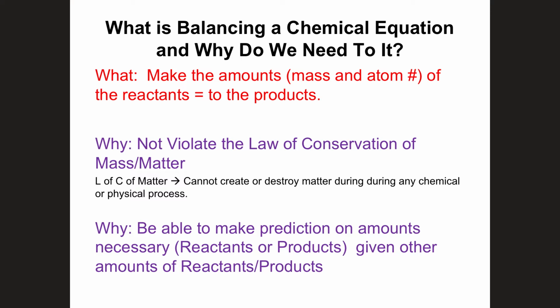And another reason why we do it is we're going to be able to make predictions on amounts necessary to drive a reaction given other amounts of reactants and products. So in other words, if I said to you, if I have 3 cups of flour and here is the recipe for making cookies, how many cookies can I make? And that basically is the same concept that we're doing with a balanced equation.